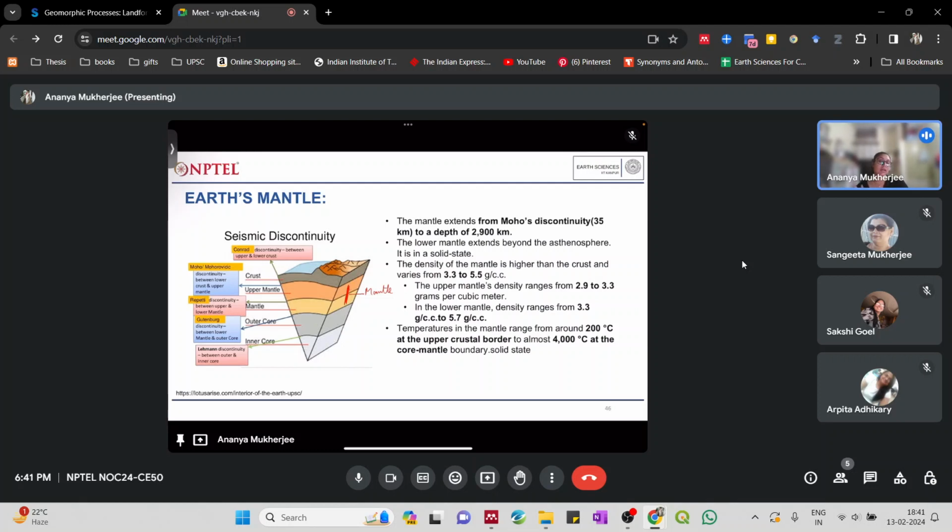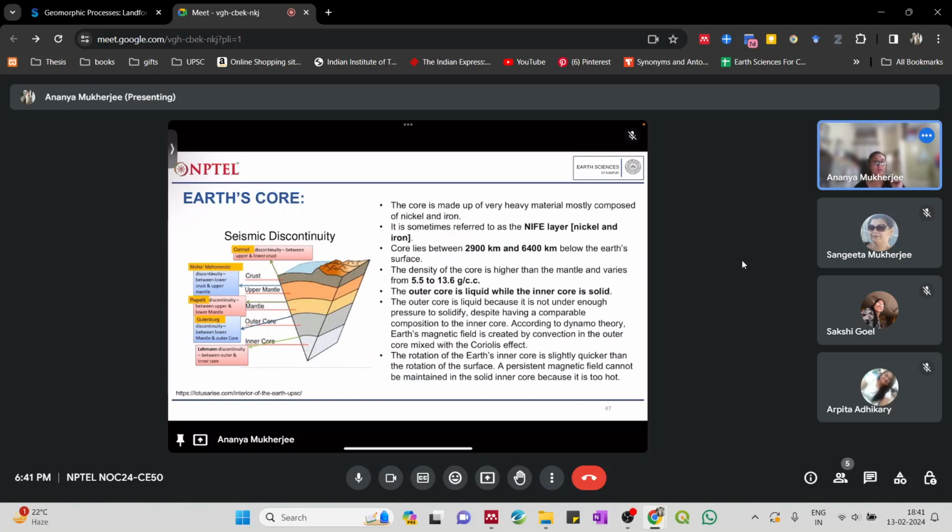We had talked that at the Moho you can have from 200 to 400 degrees Celsius as the temperature, that is below the crust. For the mantle, it will start around 200 or 300, and it can go all the way up to 4000 degrees Celsius at the core mantle boundary. The outer core is liquid in nature, and over there also we will see that temperature variation is happening.